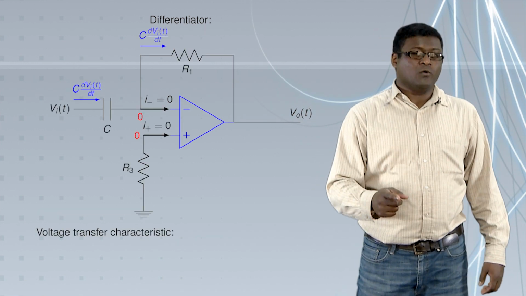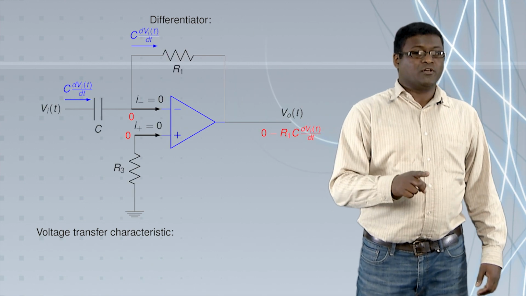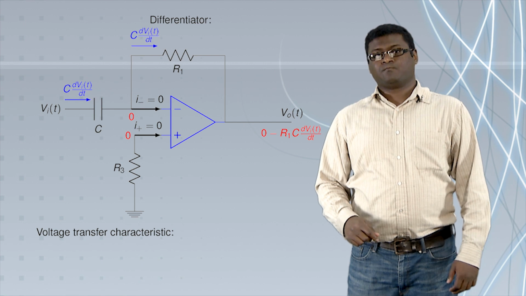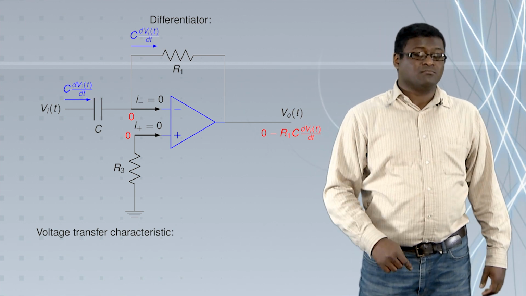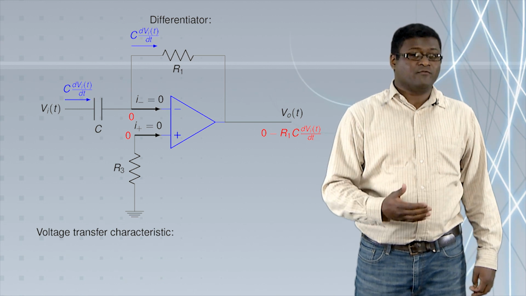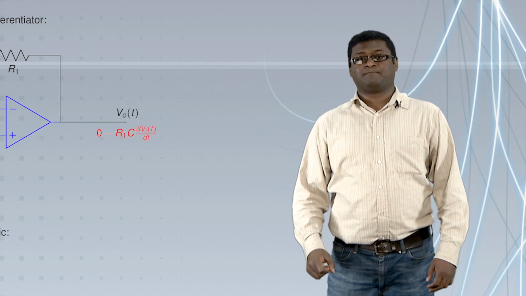The voltage Vo is 0, the voltage of the inverting pin, minus the voltage drop across R2, which is R2 times I of t. You substitute that in the equation and you get your result, which is Vo of t is minus RC times the derivative of your input.